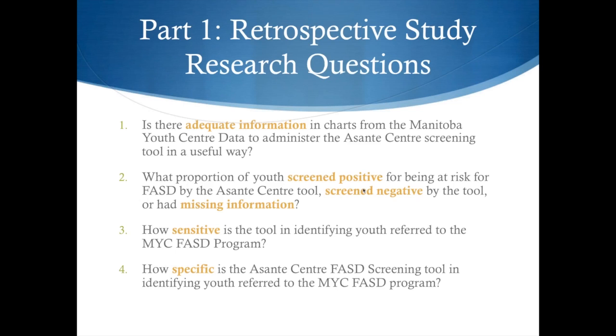We then investigated the proportion of youth who were screened positive for being at risk for FASD by the Asante Center screen, the percentage who screened negative or had missing information, and then we looked at the sensitivity and specificity of the tool.